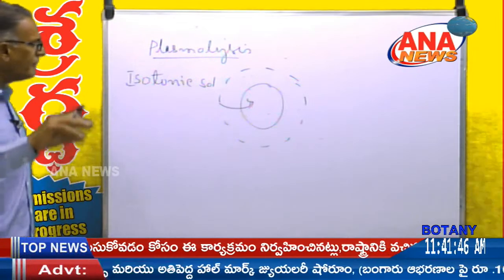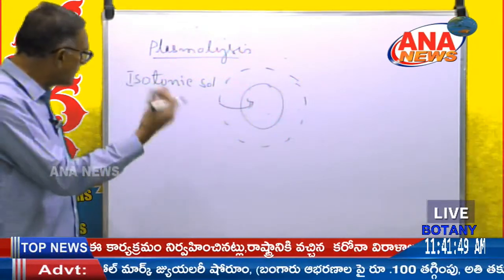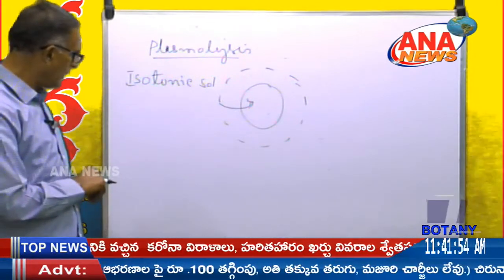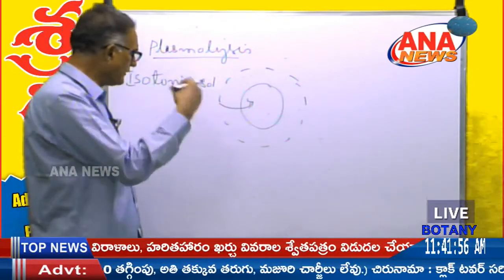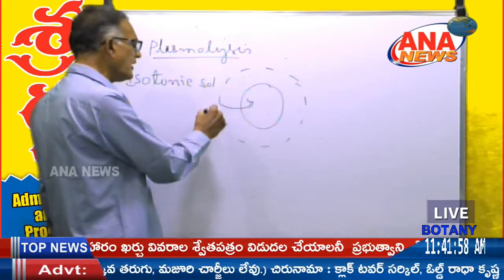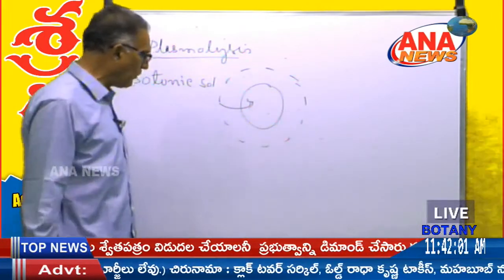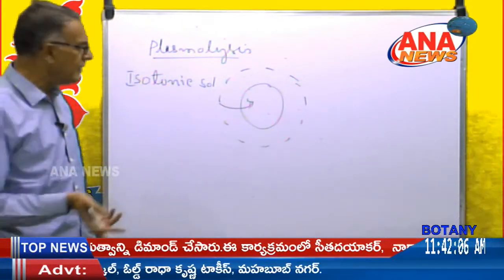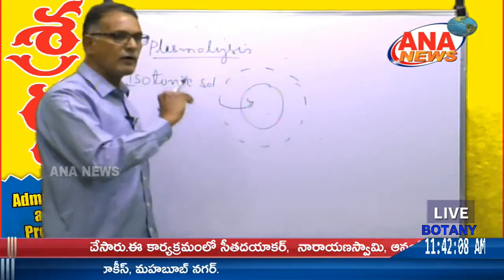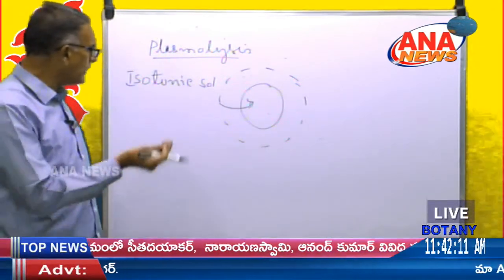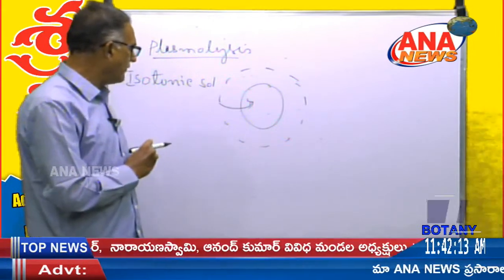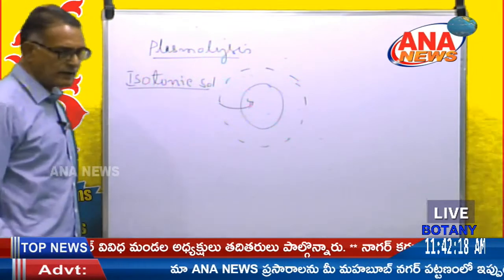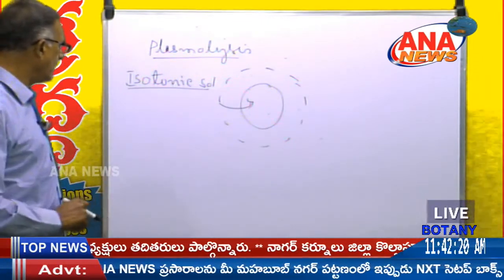What is isotonic? The behavior of the cell depends on the external or surrounding solution. If the external solution concentration is balanced with, equal to, the cytoplasm, there is no net movement on either side. Both concentrations are in equilibrium. Such a solution is called isotonic solution. There is no change on either side.